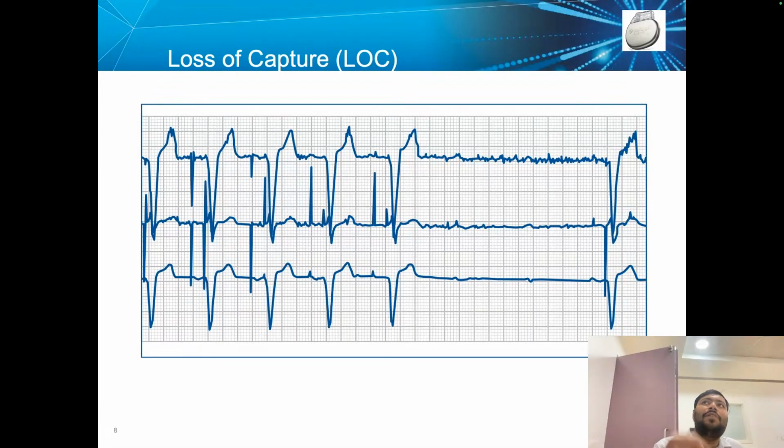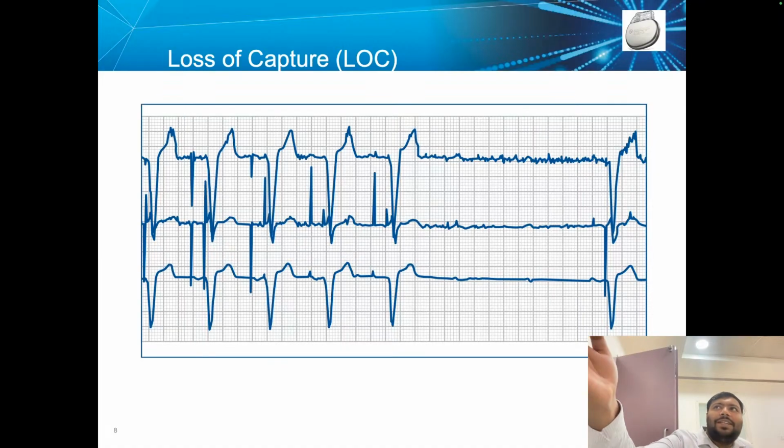Can anyone tell what exactly is happening here in the team? What is happening here? Oversensing, undersensing, color change? Oversensing and undersensing. But what is happening here? How can you say there is loss of capture? Oversensing is absent, but it is really a loss of capture.